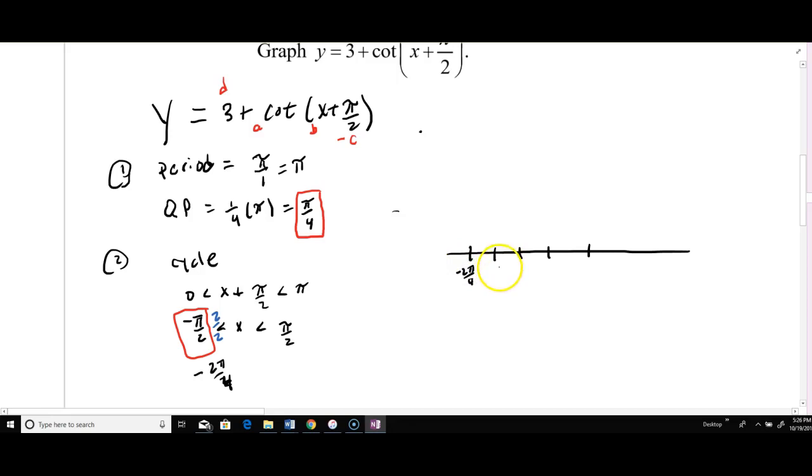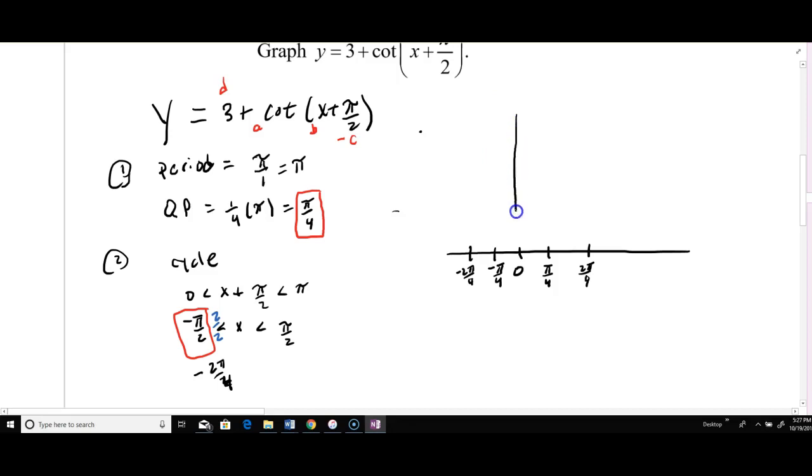And then each tick mark after that is now pi over 4 units away, so we're going to add pi over 4. Add again, add it again, and then last one. Okay, and then recall that the start and end should be the same as the original start and end, and they are. Okay, now for the y-axis.